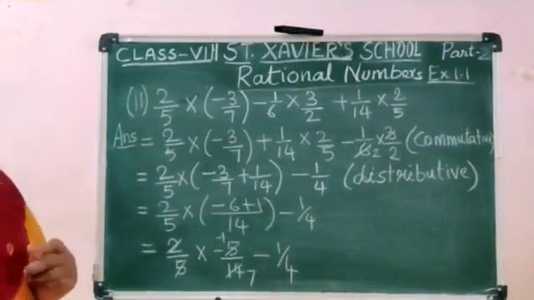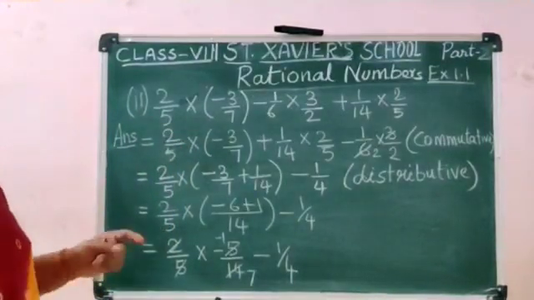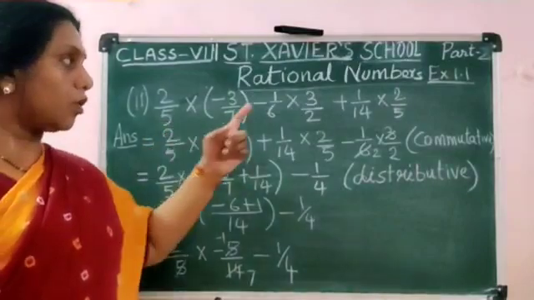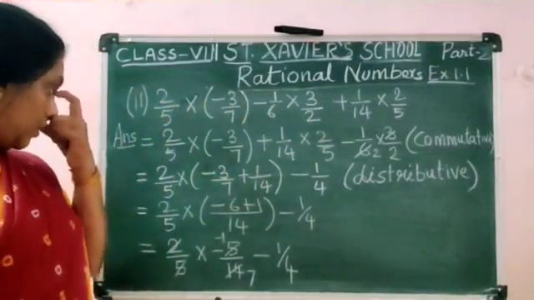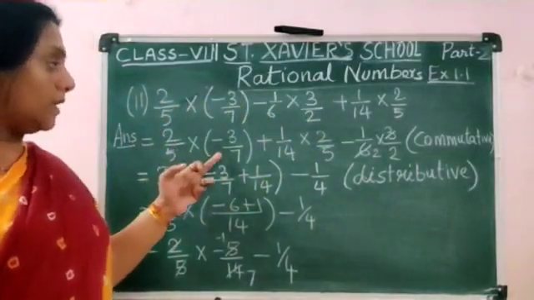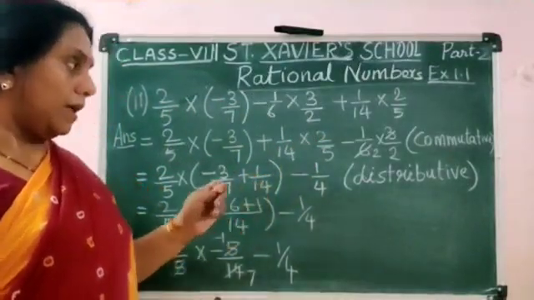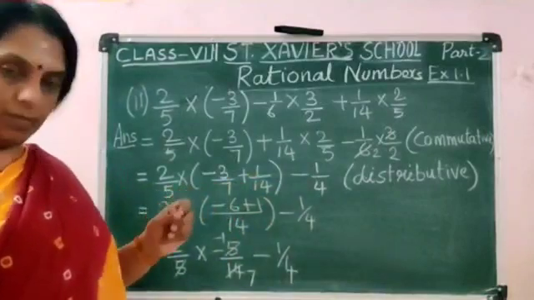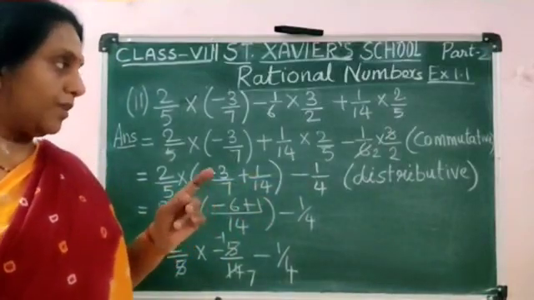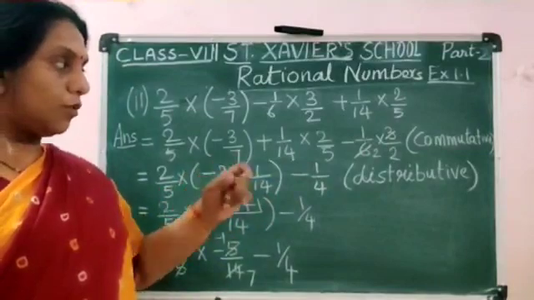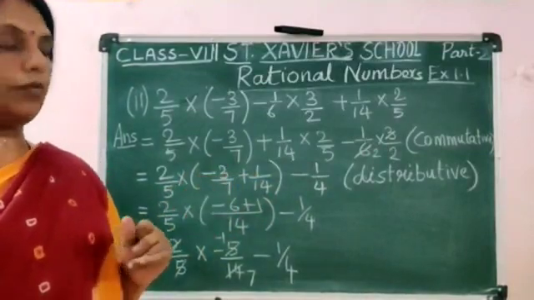Now the second question is 2 by 5 into minus 3 by 7 minus 1 by 6 into 3 by 2 plus 1 by 14 into 2 by 5. Here 2 by 5 is common in both. So we have to take 2 by 5 into minus 3 by 7 plus 1 by 14 into 2 by 5, and minus 1 by 6 into 3 by 2. 1 by 6 and 3 by 2 can be simplified: 3 one time and 6 two times. The property we are using is the commutative property.